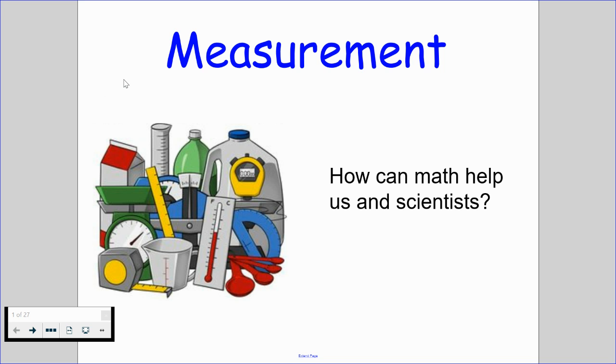Hi, everyone. In math this week, we're going to begin topic 13. Topic 13 is all about measurement.